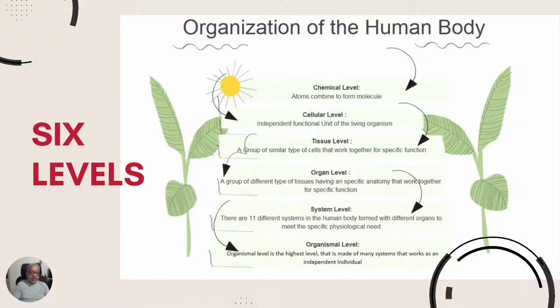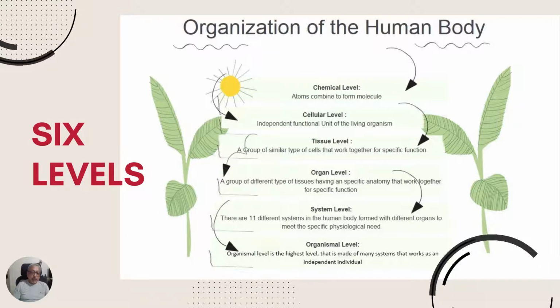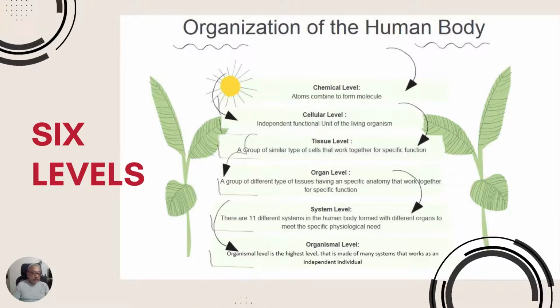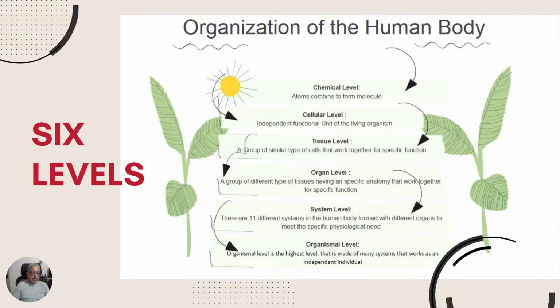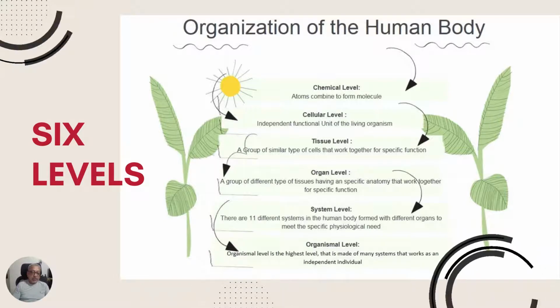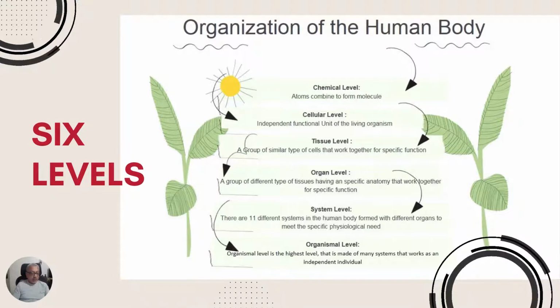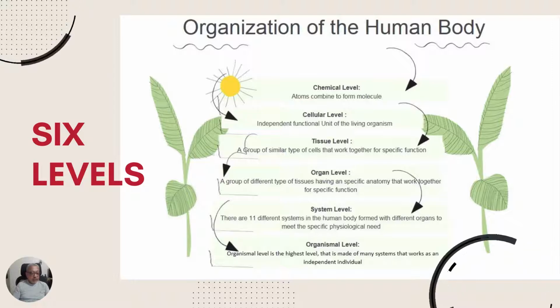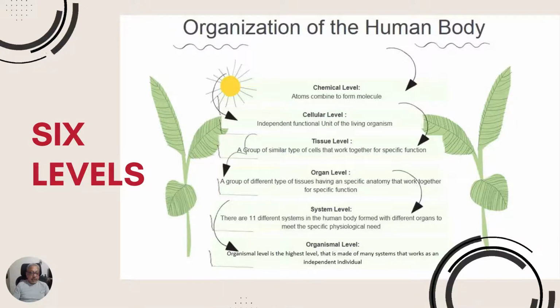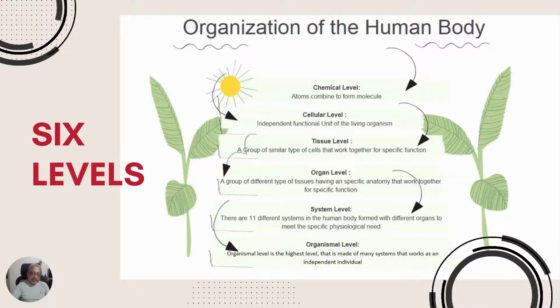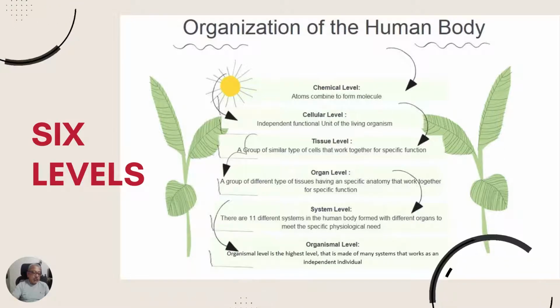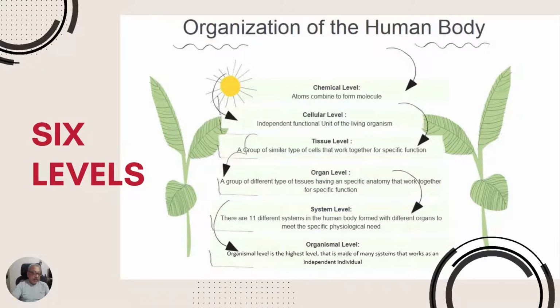Now, cells in the human body are organized into tissues. A tissue is a group of similar types of cells which work together to perform a specific function. We studied that there are 4 different types of tissues in the human body, and they are muscle tissue, epithelial tissue, connective tissue, as well as nerve tissue.